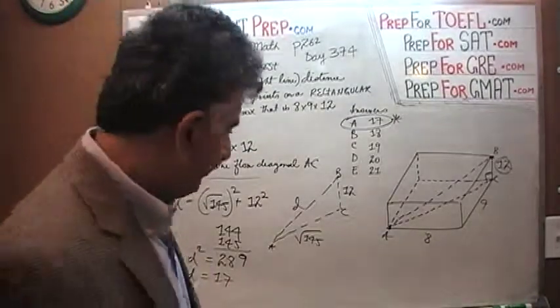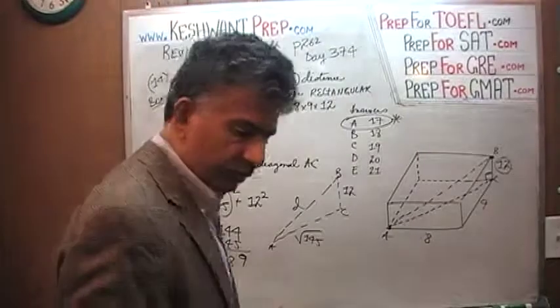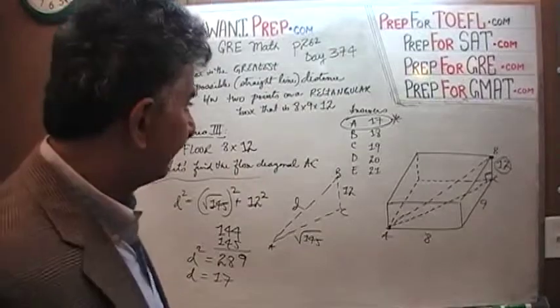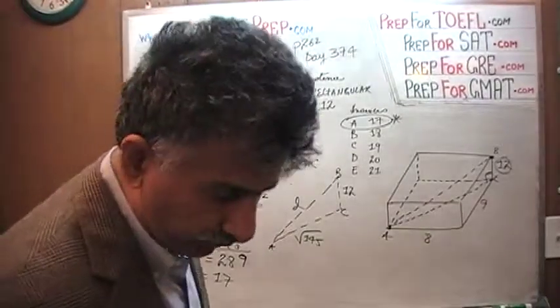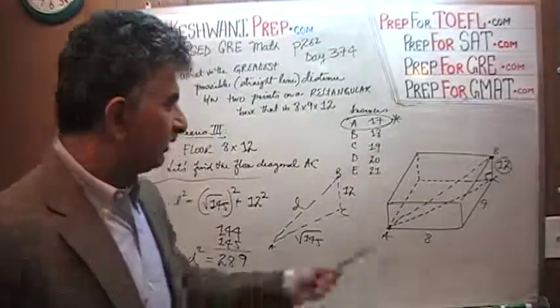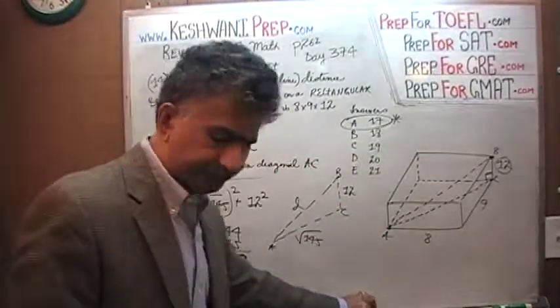So the question here is, what's the longest diagonal, what's the longest straight line distance can you have between the 2 points? Well, that's same as asking, where did my pointer go just now? That is same as asking what's the length of this diagonal A to B. And we just found out that it is 17.